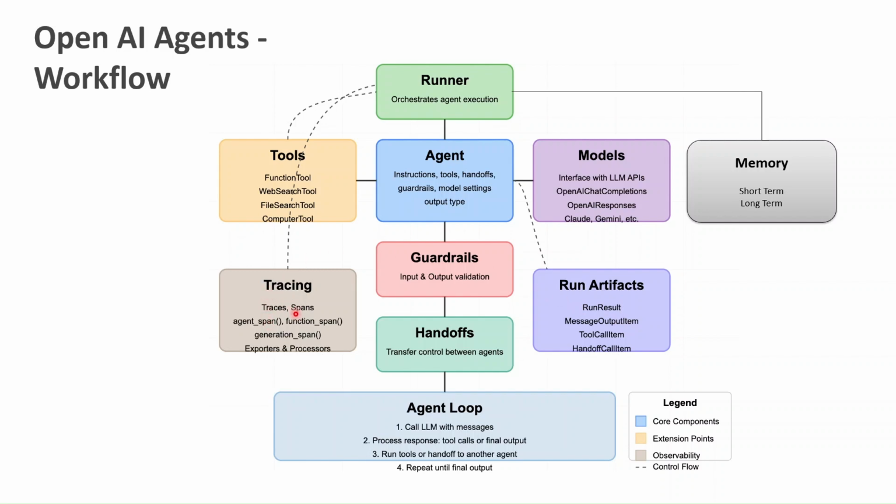So tracing is basically tracking all the invocations, all the communication happening, so that you have clear visibility of what events arose and how many calls happened, so that you can track the cost and the flow of your application.